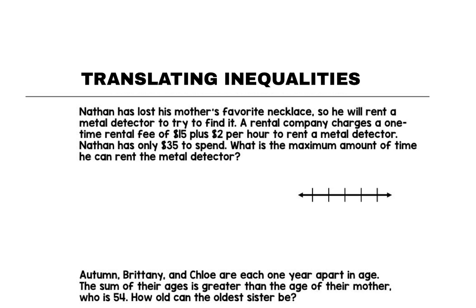So we are going to need to define what our variable is. I always say look at the question, whatever the question's asking, that's your unknown. So our unknown is the time, the number of hours. So we're going to let x equal the number of hours. And then we're going to come back here and we're going to see that it's $15 plus $2 per hour. So that's 2 times my number of hours.